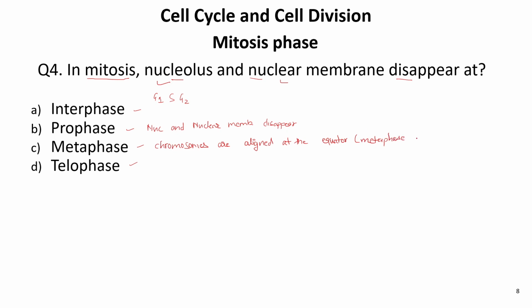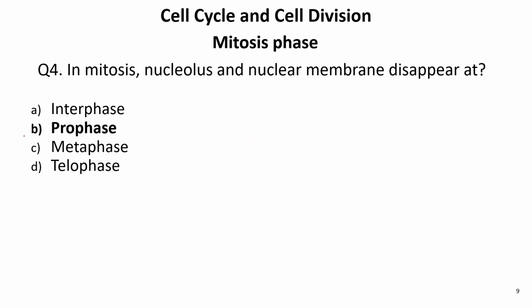Equatorial plate is also known as the metaphase plate. Okay. Telophase, what happens? It is the reverse of prophase. Here the nuclear membrane, nucleolus, everything reappear, as well as the cytoplasmic organelles. Okay, so what should be the answer? Answer should be prophase. During prophase, nucleolus and the nuclear membrane disappear.